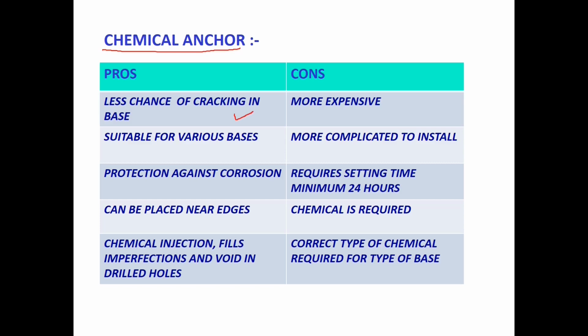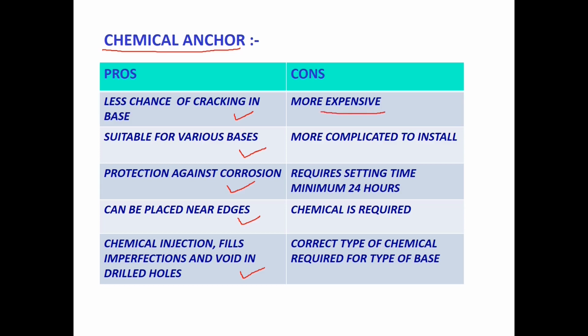This is why this kind of anchor can be used in a wide variety of construction base materials and also has lesser chances of cracking, so lesser edge distances can be achieved. During installation, when the chemical adhesive is injected, it fills up small pores and voids. Also, the cavity formed in the drilled hole is filled completely. That will result in a watertight structure. This will provide better protection against corrosion.